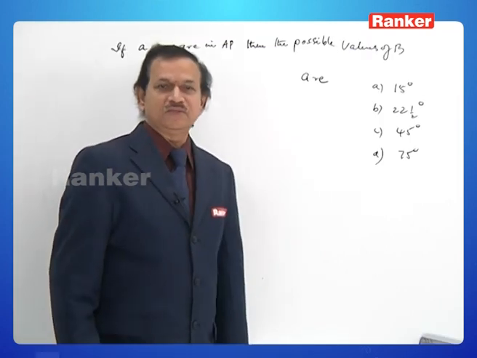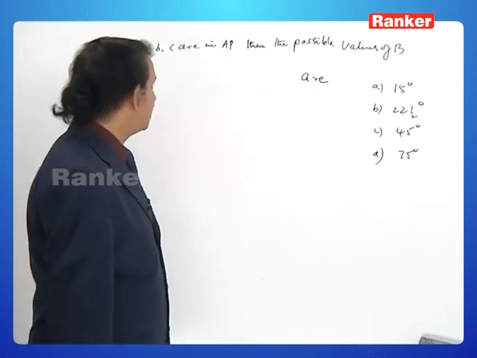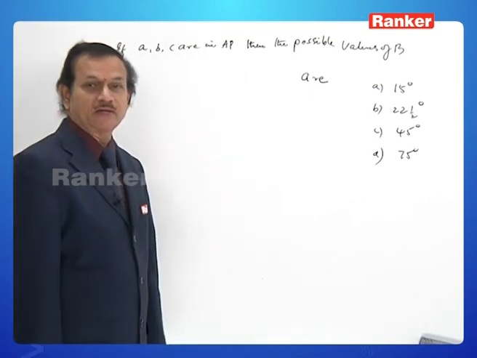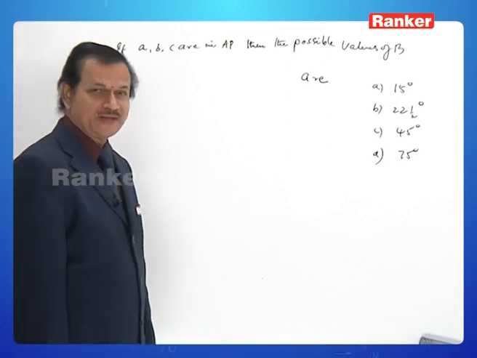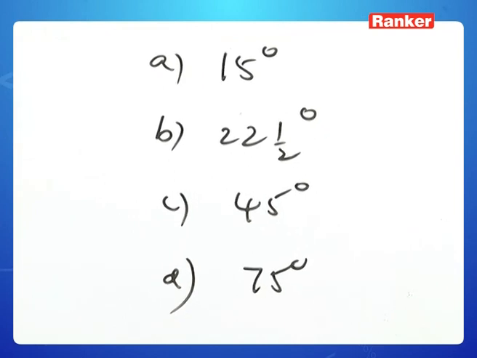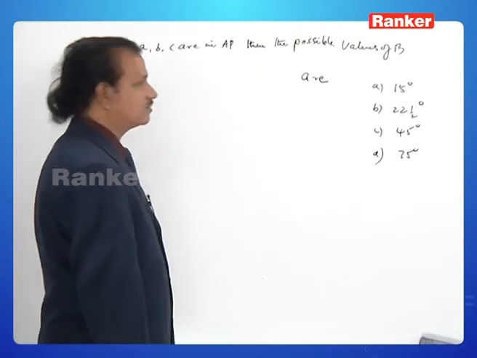Another beautiful problem is here. Small a, small b, small c are in AP. Then the possible values of capital B, that is the angle B, how can it vary? Either 15 degrees, 22.5 degrees, 45 degrees, 75 degrees. He is asking us. Let us try to have the estimation.